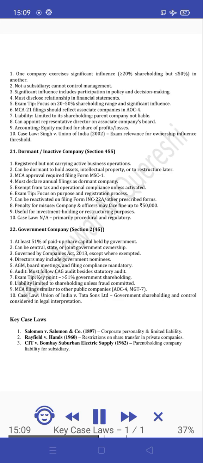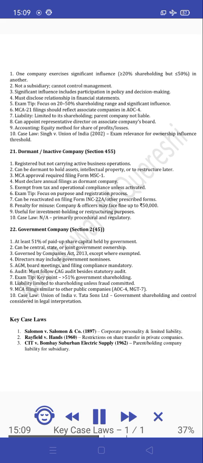7. Can be reactivated on filing Form INC 22A and other prescribed forms. 8. Penalty for misuse: company and officers may face fine up to 50,000 rupees. 9. Useful for investment holding or restructuring purposes. 10. Case law: NA. Primarily procedural and regulatory.